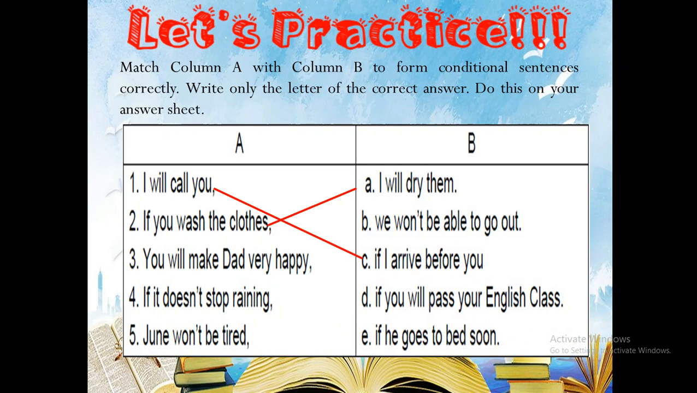Number 2, if you wash the clothes, that would be letter A. Number 3, you will make Dad very happy. That would be letter D. And number 4, if it doesn't stop raining, the answer would be letter B. And number 5, June won't be tired. The answer would be letter E.